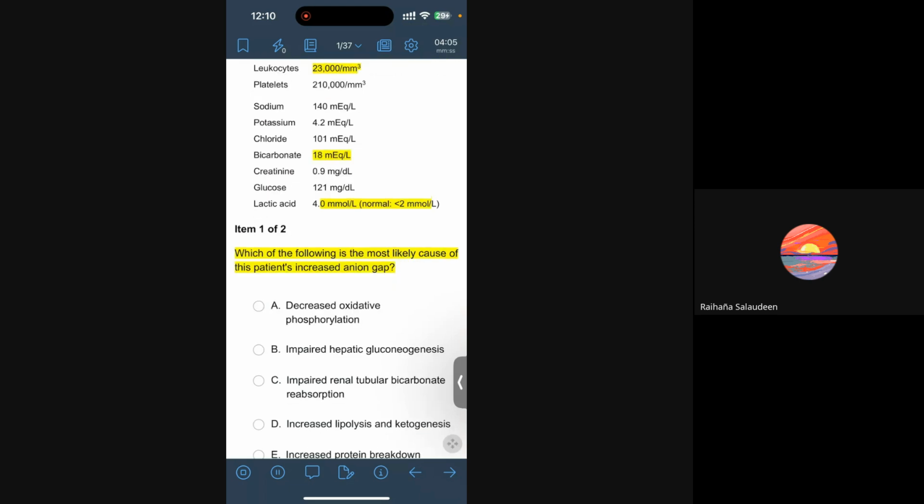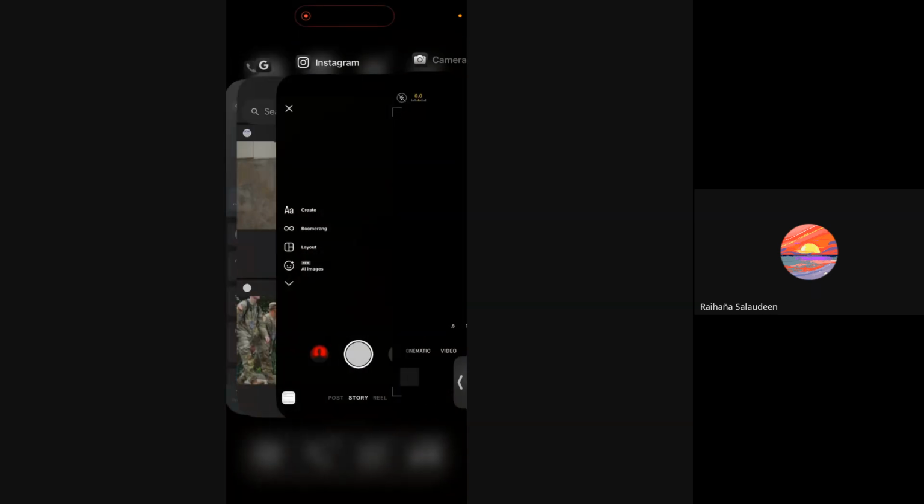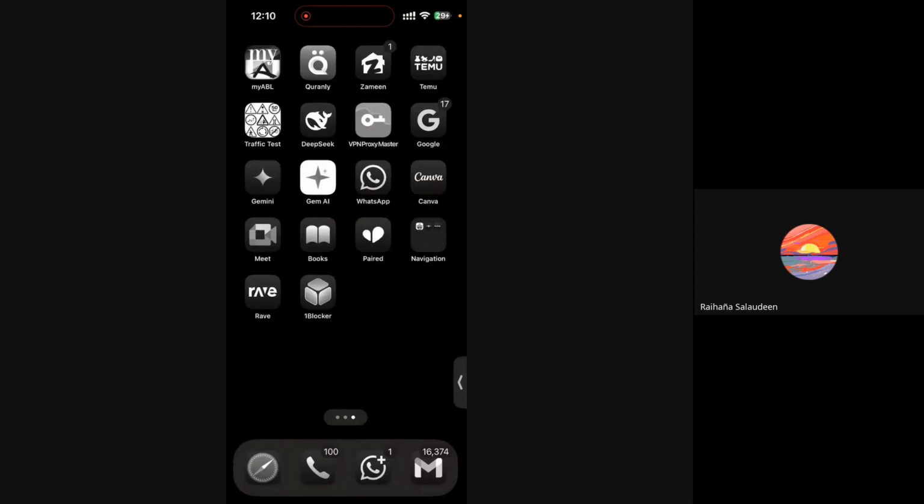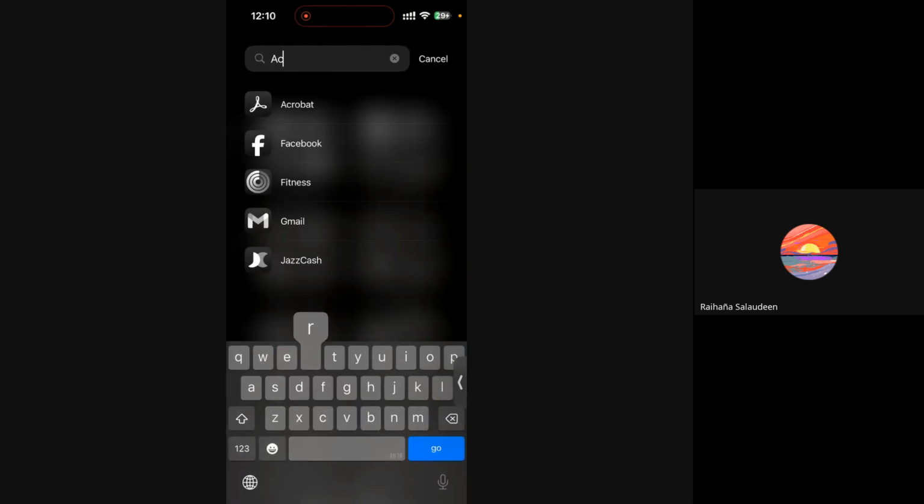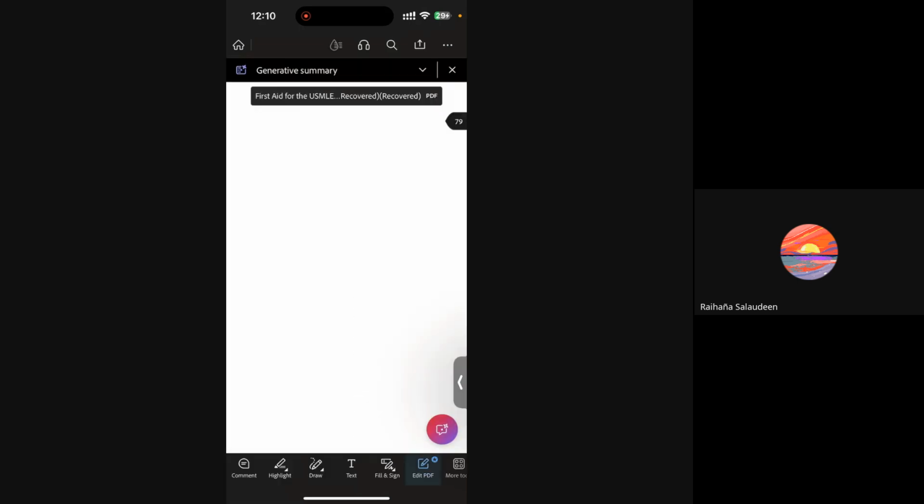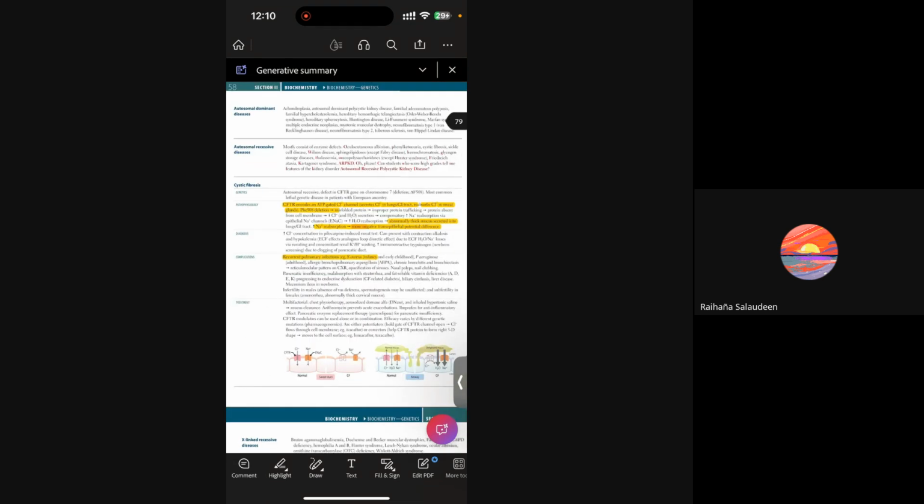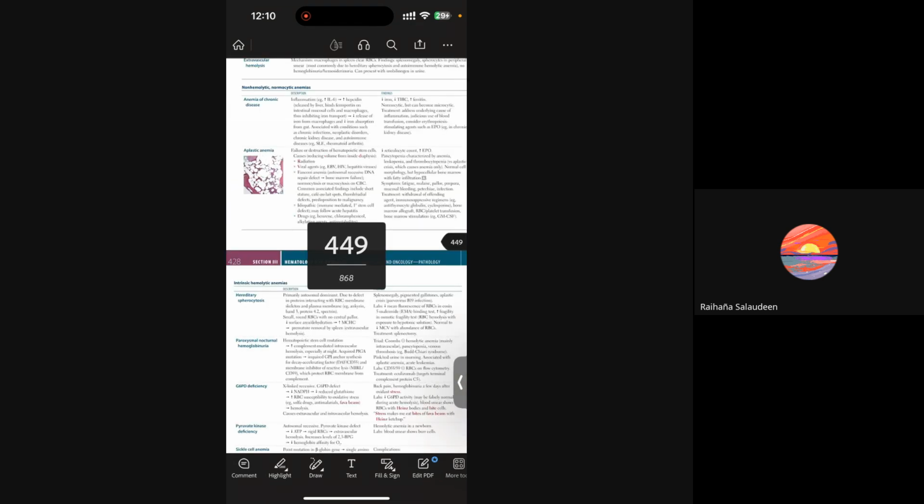Okay, so regarding the increased anion gap, let's come to the metabolic acidosis. There are two types of metabolic acidosis. One is normal anion gap and the other is increased anion gap. Whenever you are adding some acidic compound into the body, the anion gap is going to elevate. Like in septic shock, you are adding lactic acid, so the anion gap is going to get elevated.